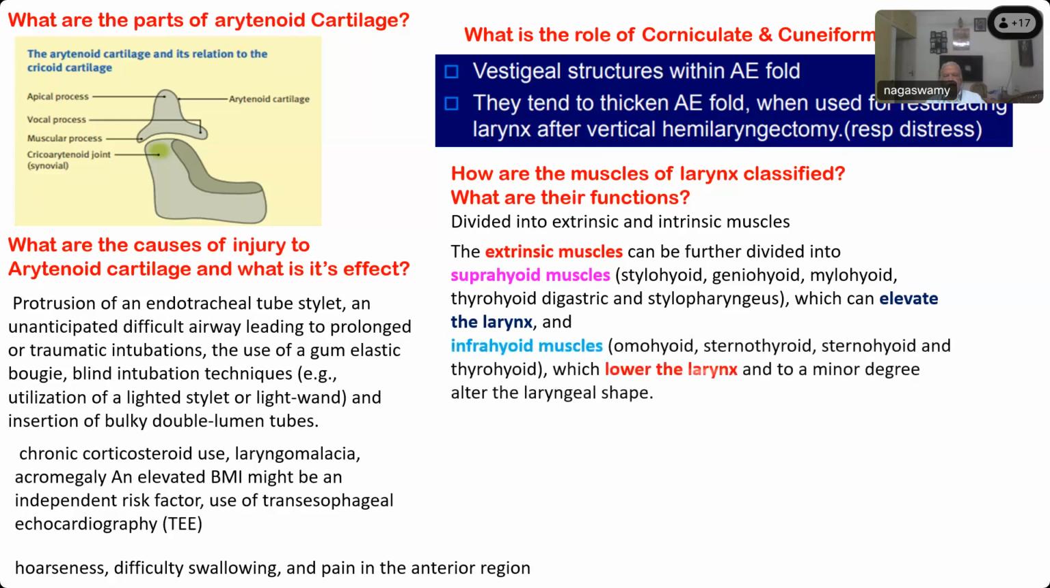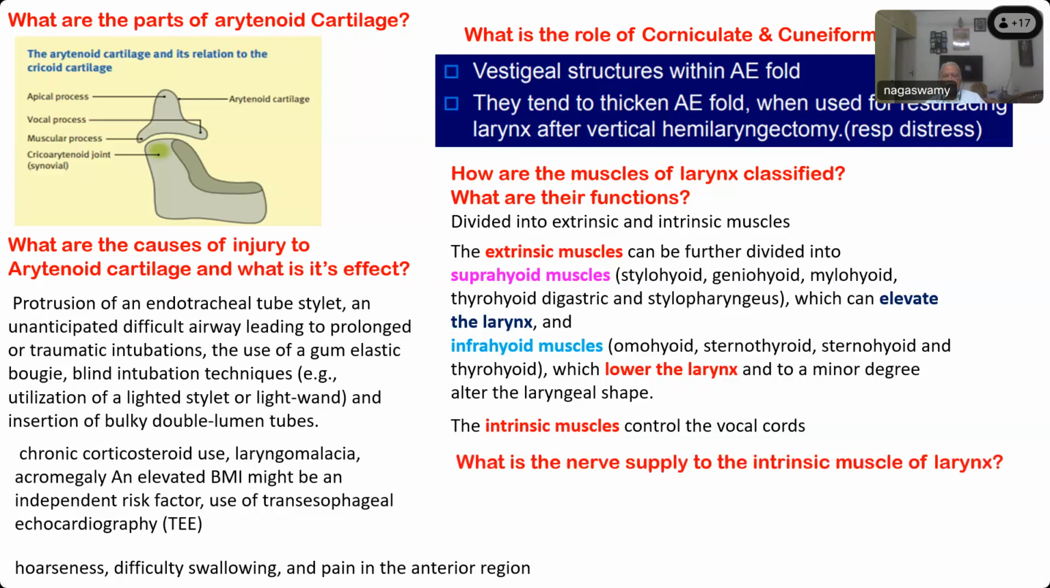Whereas the infrahyoid muscles are omohyoid, sternothyroid, sternohyoid, and thyrohyoid, which lower the larynx, and to a minor degree alter the laryngeal shape, and the intrinsic muscles control the vocal cords. The main function of intrinsic muscles is the control of vocal cords.